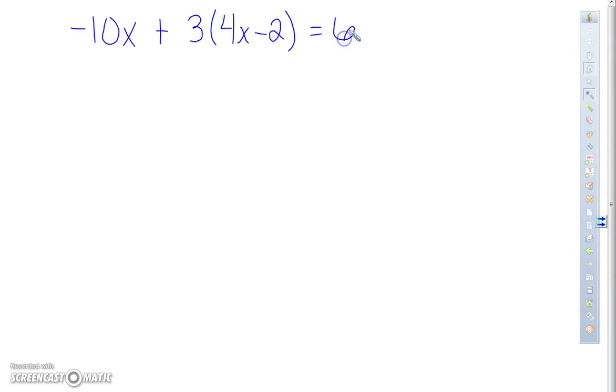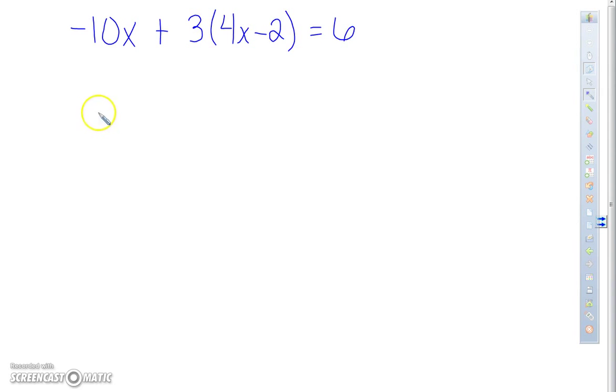Okay, let's move to ones that have formulas. Actually, not yet. We're not going to go there yet. Let's do another example of this one. So it has negative 10x plus 3 times 4x minus 2 equals 6. At this point, I would like you to pause the video, work this problem, and then unpause it so that you can see if you did it correctly and compare your work.